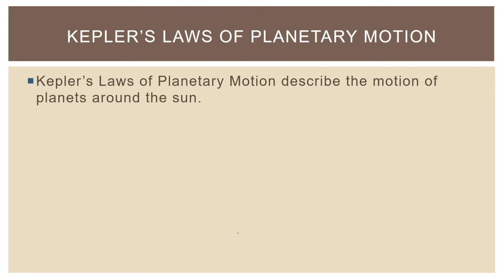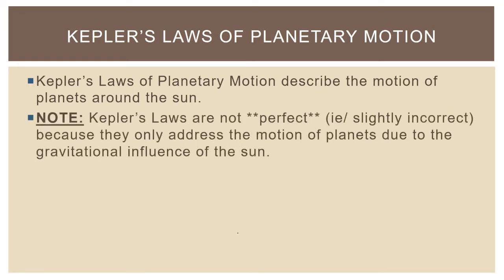It's also important to emphasize the point here that Kepler's laws are not perfect. In other words, they're actually slightly incorrect, because they only address the motion of planets due to the gravitational influence of the sun.